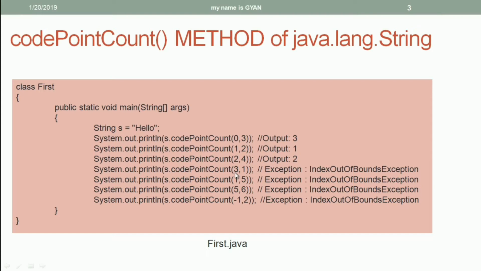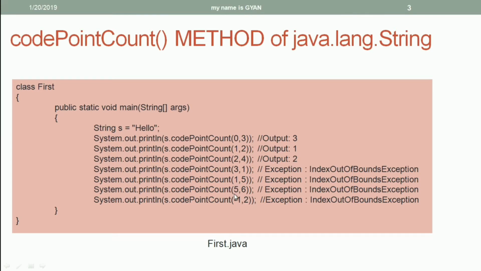But here in this case, the begin index is larger than the end index. In that case, the codePointCount will throw IndexOutOfBoundsException. In this case, the end index is more than the maximum index present in this string. The maximum index present in this string is 4, and here we are using the number 5 as the end index. So in this case also, the codePointCount method will throw IndexOutOfBoundsException.